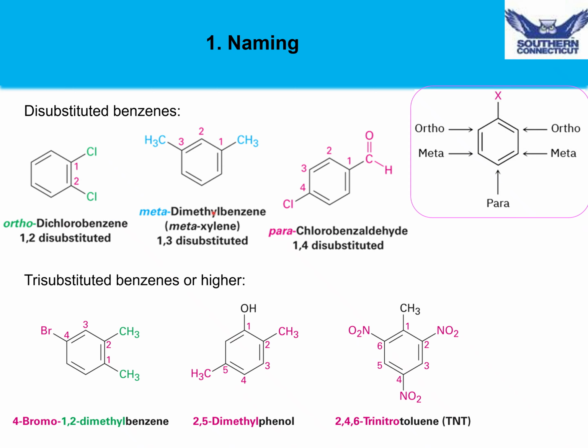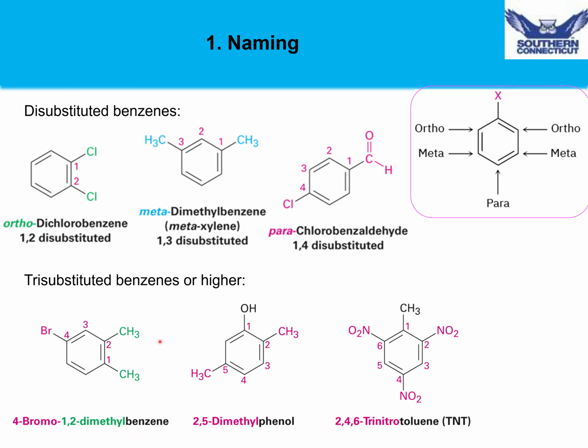The last example for the disubstituted compounds has a chlorine on the fourth carbon from the aldehyde. So this can be named as 4-chlorobenzaldehyde or para-chlorobenzaldehyde or p-chlorobenzaldehyde.